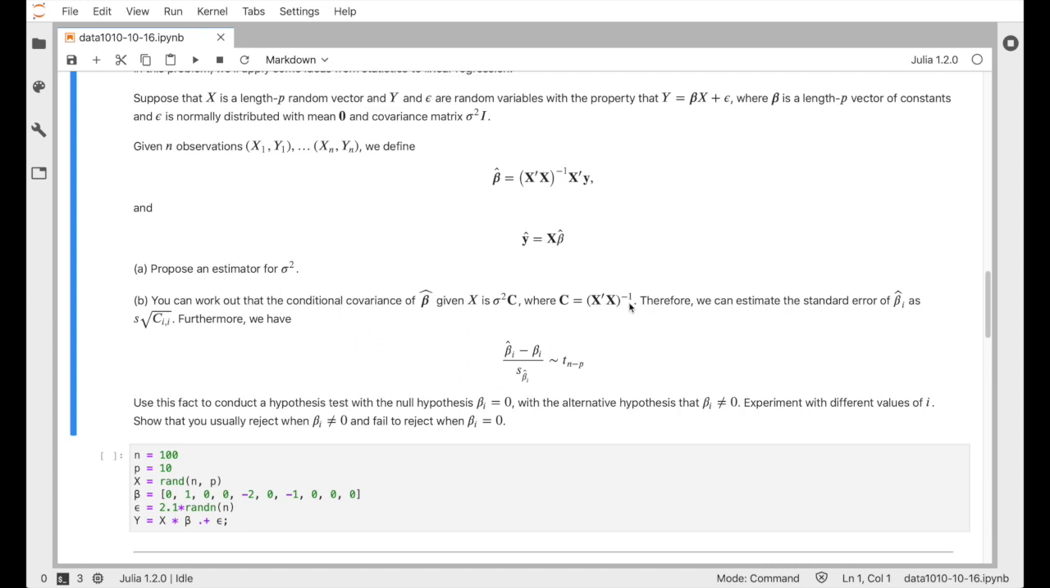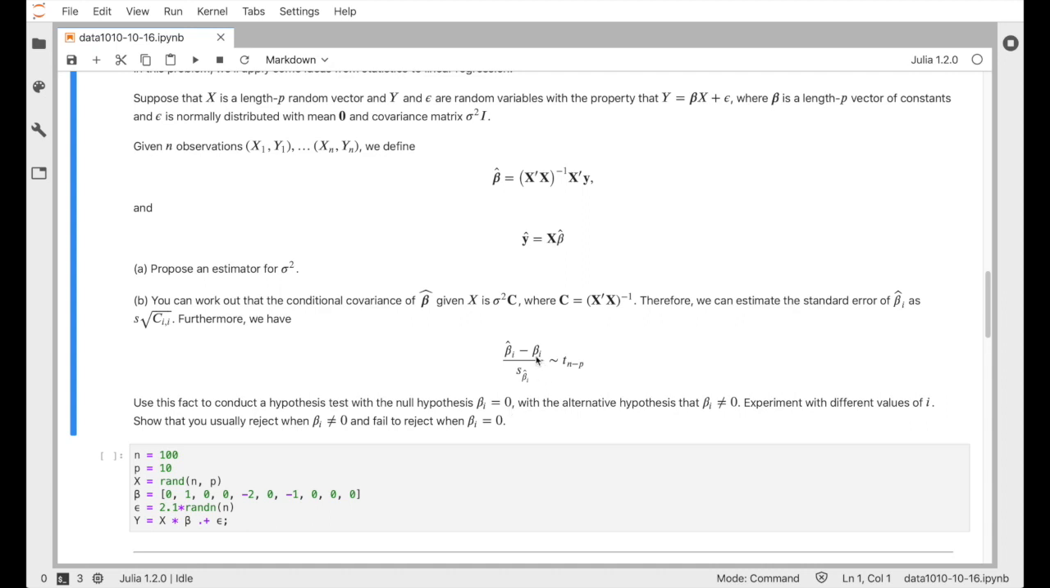where c is this matrix, x transpose x inverse. And furthermore, if you take beta hat and you subtract off the actual true underlying value of beta, and then divide by this quantity we call s beta hat, which is s times the square root of the corresponding diagonal entry of this matrix, then that ends up being t-distributed with n minus p degrees of freedom. So what we can do is compute this value under the null hypothesis that the coefficient is 0.